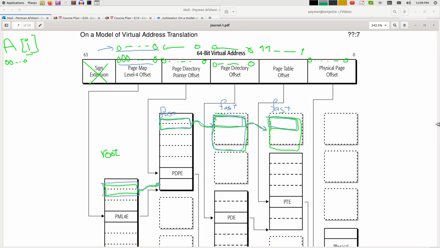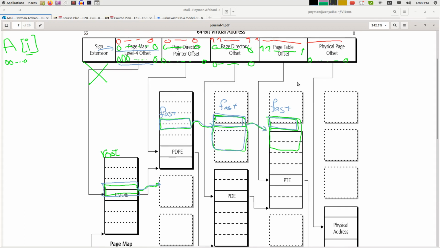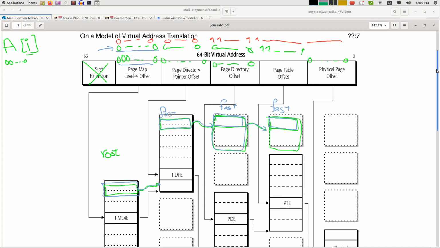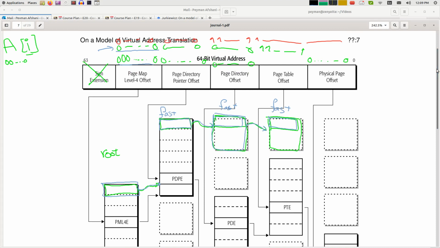So now let's look at another address. Just to give an example, we have an address that is 0, 0, 0, and now these are 0, 0, 0, and these ones are 1, 1, 1, 1, 1. So let's look at the translation of this red address. Again, the first bits are 0, so again we're looking at the first row. So this is cached. That takes us to the second thing. This is also cached.